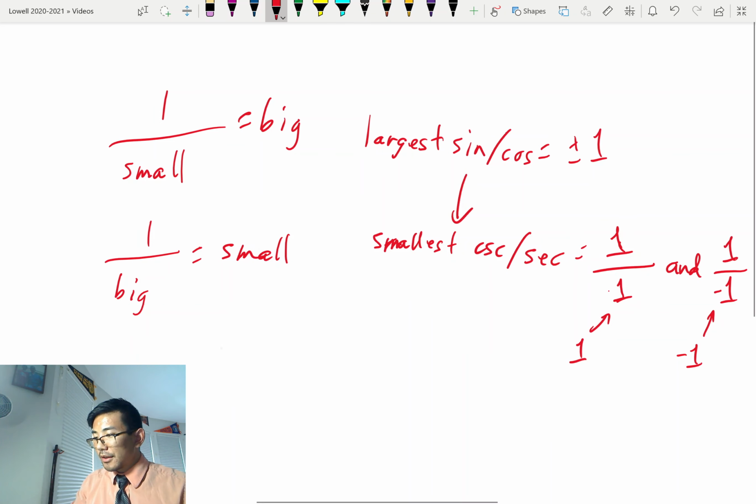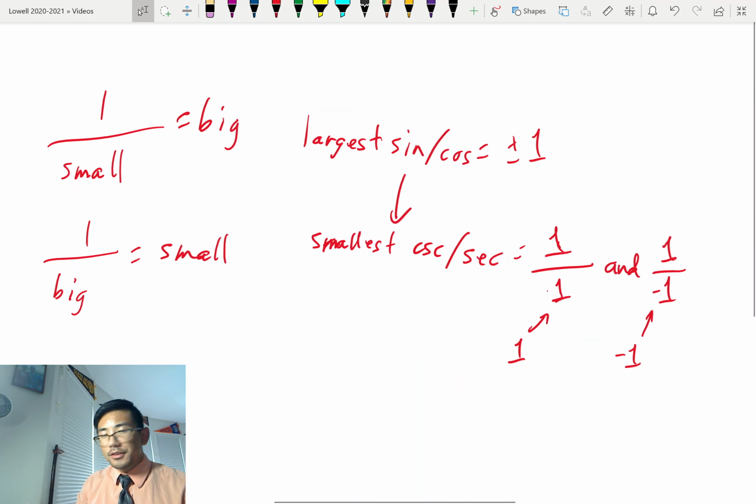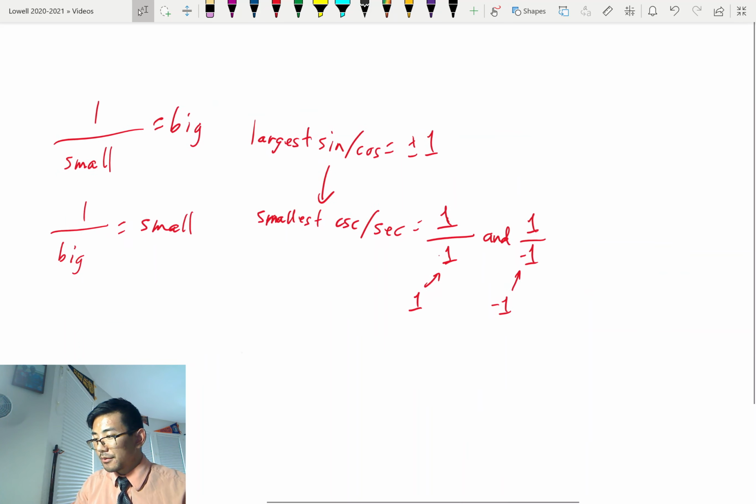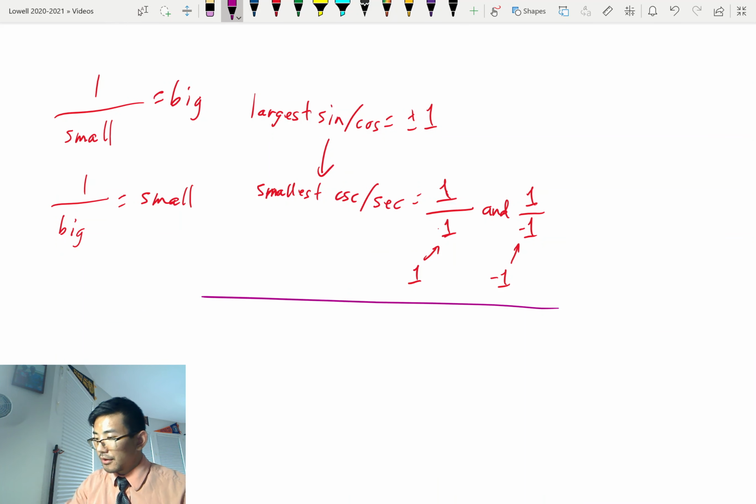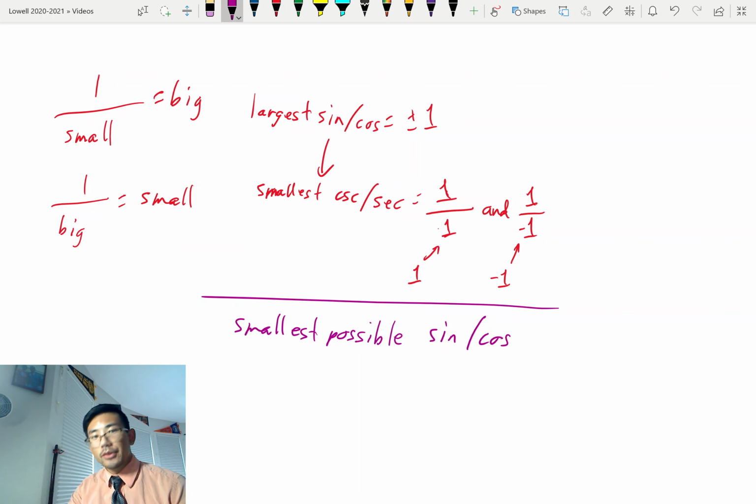Now we take a look at the smallest possible sine and cosine. I'll do this in purple here. The smallest possible value of sine and cosine is 0, right? Because we've seen scenarios where sine equals 0, like sine of 0 or sine of pi, or where cosine is 0, for example cosine of pi over 2 or cosine of 3 pi over 2. Those are both 0.